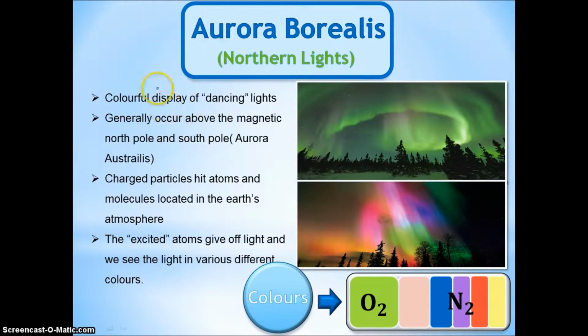These lights are produced when charged particles that come from the Sun strike the atoms and molecules located in the Earth's atmosphere. After absorbing huge amounts of energy, the atoms become excited and emit various forms of light in different colors. Here are the variety of colors that we may see. The green color comes from the oxygen atoms, and the blue, purple, and red all come from the nitrogen atoms that are located in the Earth's atmosphere.